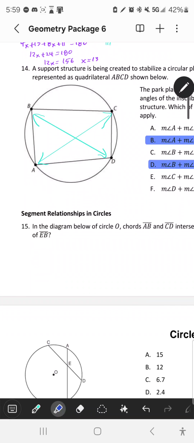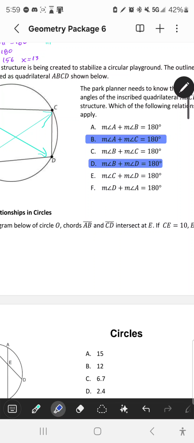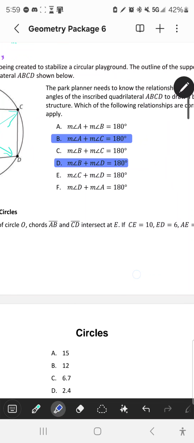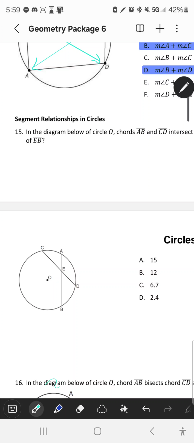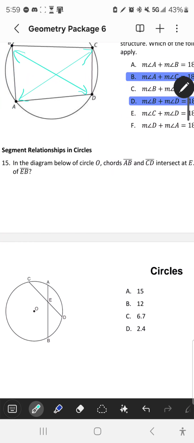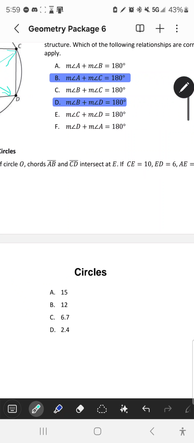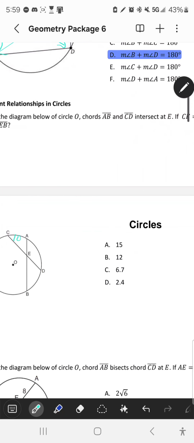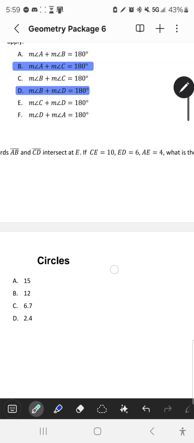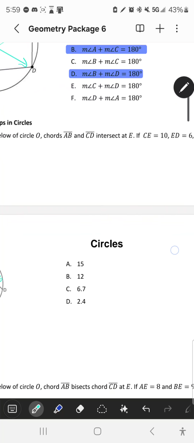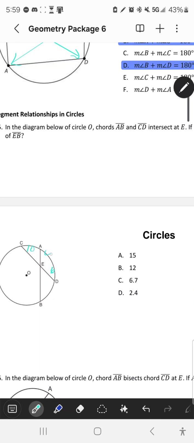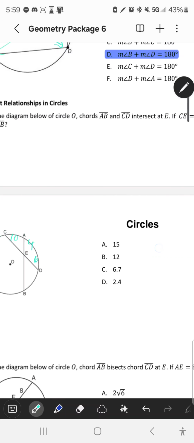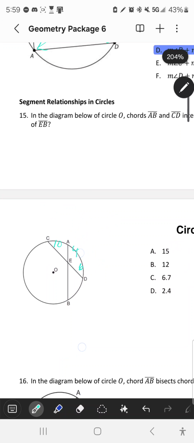Now, let's see 15. In the diagram below of circle O, chords AB and CD intersect at E. If CE equals 10, DE equals 6, AE equals 4, what is the length of EB?